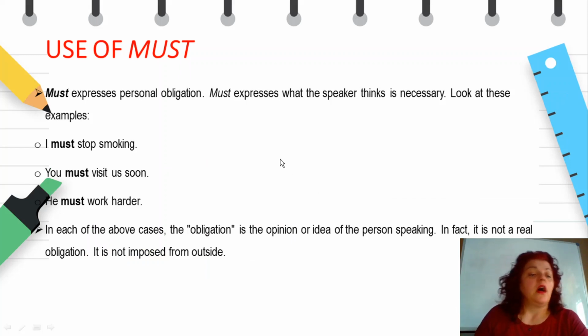So, when do we use must? Must expresses personal obligation. Must expresses what the speaker thinks is necessary. Look at these examples. I must stop smoking. You must visit us soon. He must work harder. In each of the above cases, the obligation is the opinion or idea of the person speaking. In fact, it is not a real obligation. It's not imposed from outside.